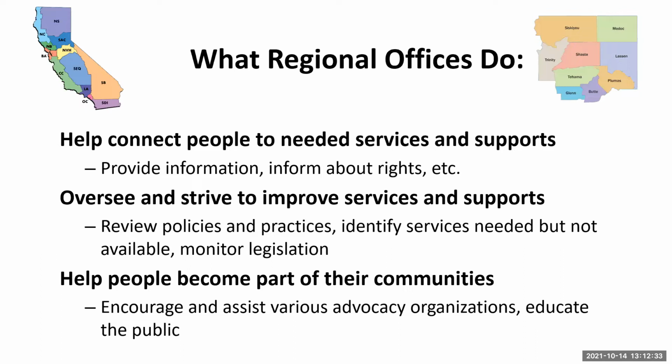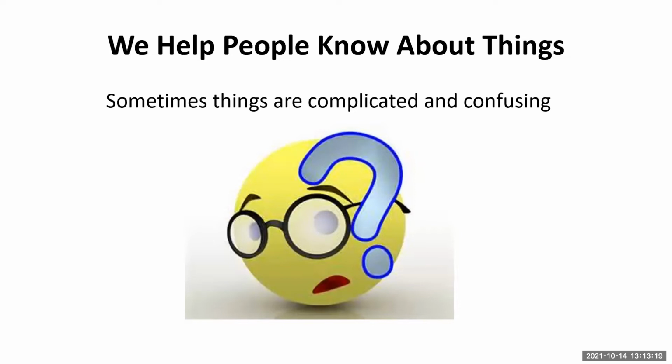But I do point out that we're not lobbyists. We look at legislation, or we bring ideas to the forefront to say, hey, this might be something that would be good to improve services and supports for people who use services in California. And we also help people become part of their communities. We do that by encouraging them to get active with advocacy organizations. We educate the public, as we said earlier, and just get involved. It's really important to share information, and when you get information, to pass it on. So the bottom line is we help people know about things.